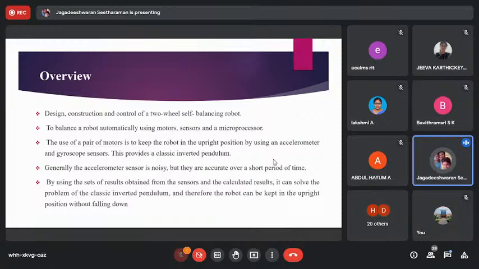Generally, the accelerometer sensor is very noisy, but it is accurate over a short period of time. By using the results obtained from the sensors and the calculated results, the problem can be solved, like a classic inverted pendulum. And therefore the robot can be kept in the upright position without falling down.